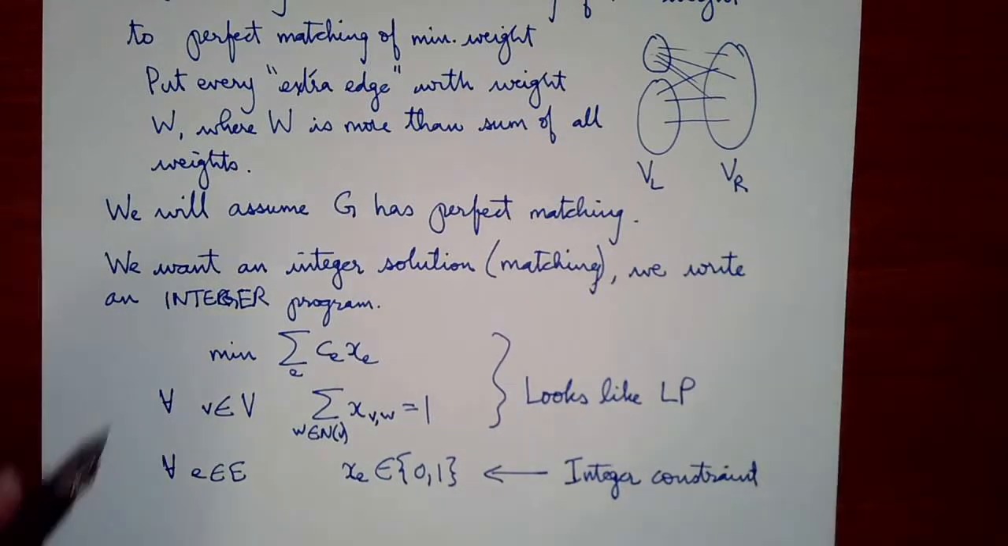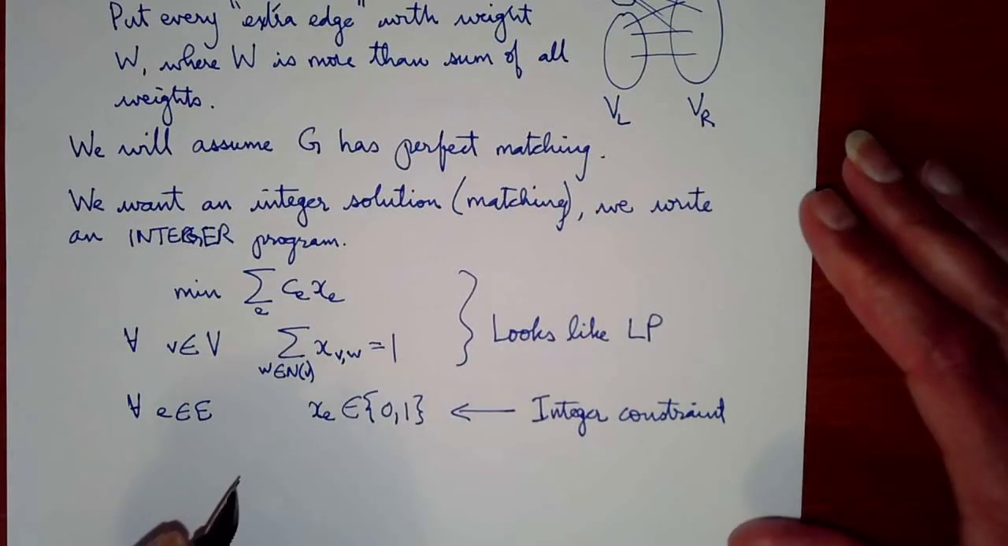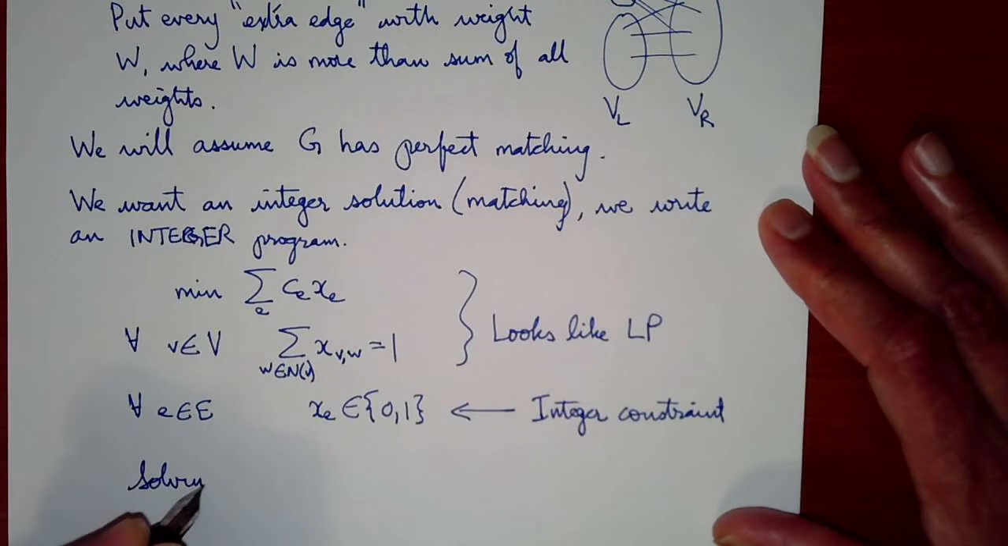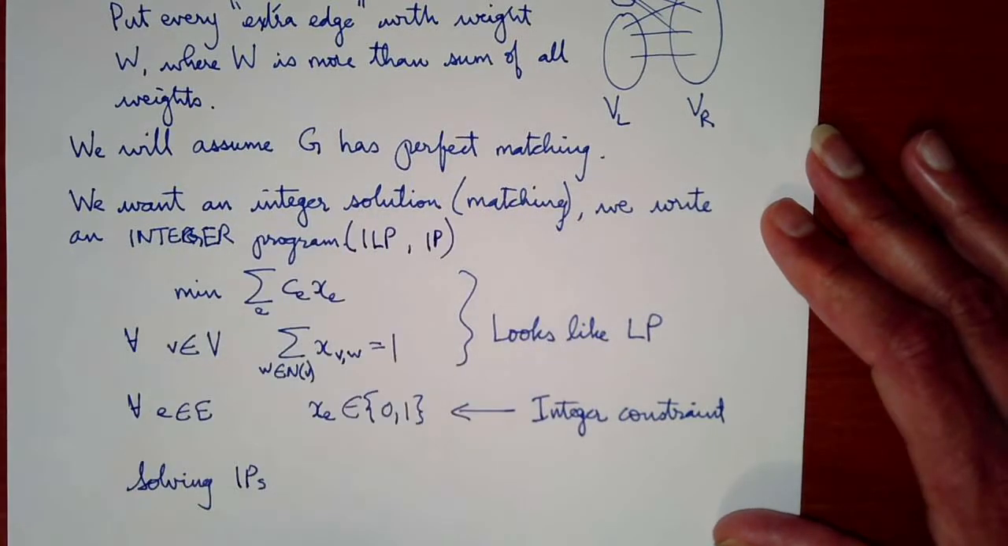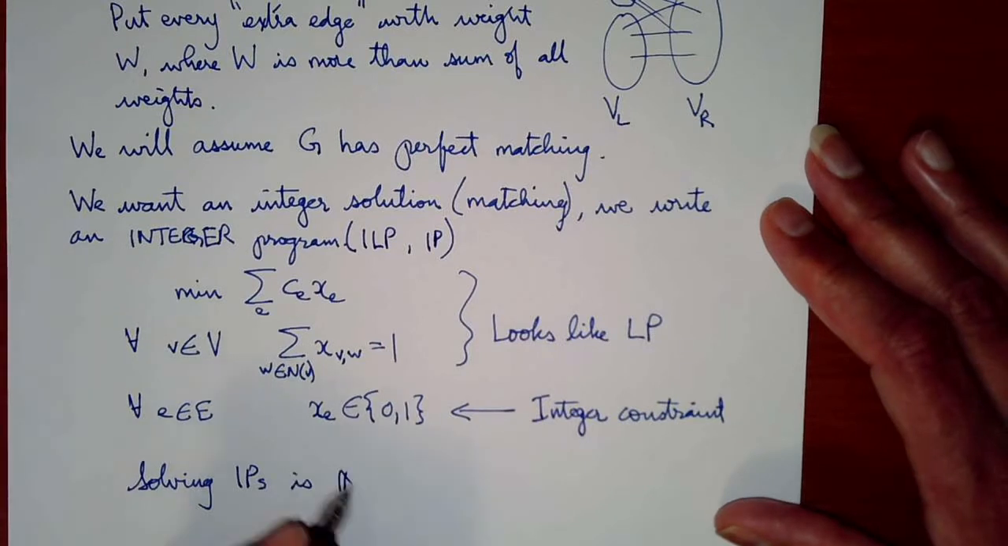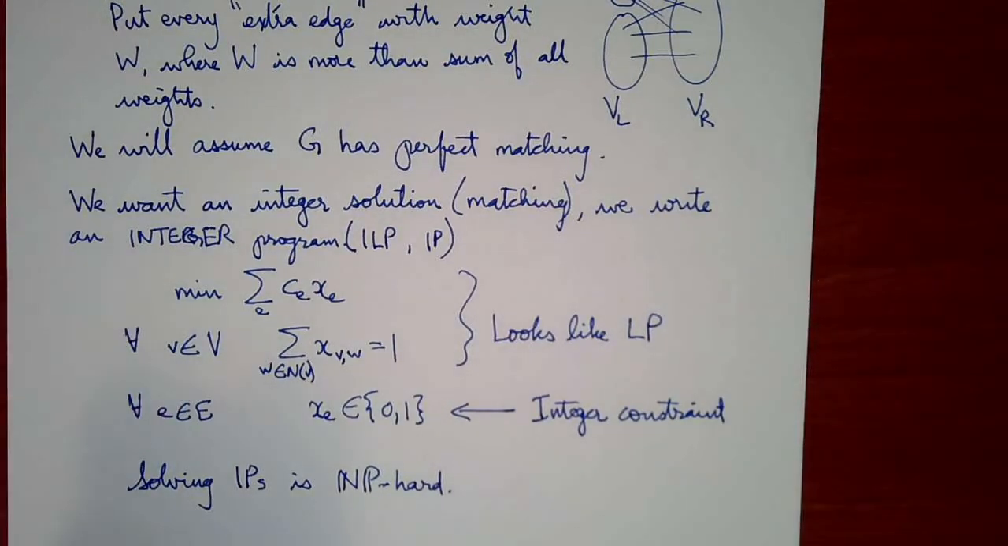Any questions at this point? Does this make sense? Okay. So this is an integer linear program. Unfortunately, solving IPs, this is called an IP, or sometimes called an ILP, or sometimes you'll say IP. Solving IPs is NP-hard. Unlike linear programs, which can be solved in polynomial time, integer programs cannot be solved in polynomial time.